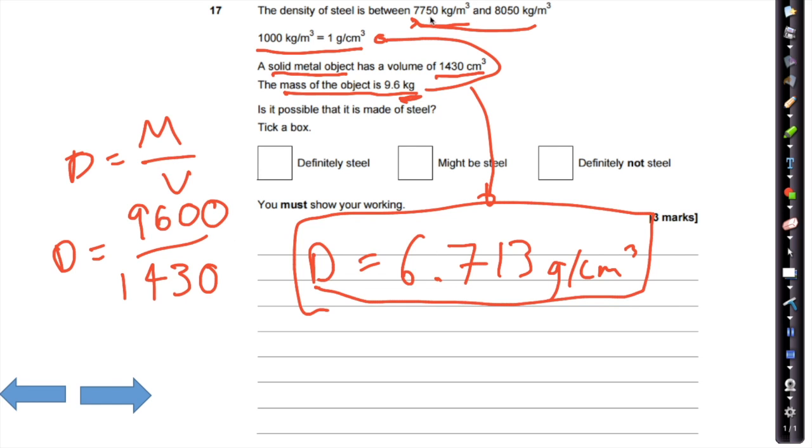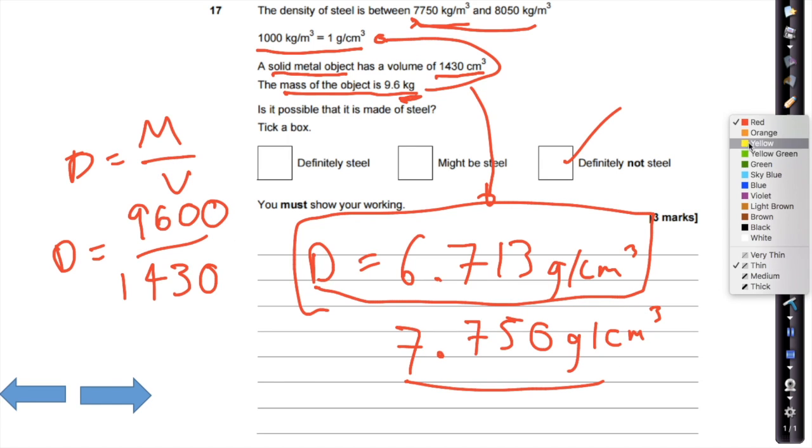Well, if we divide this by 1,000, because we know 1,000 kilograms per meter cubed is this conversion here, so divided by 1,000, and that's going to be 7.750 grams per centimeter cubed. So from there, as this is the lower bound, then this value is lower than 7.750. It's actually definitely not going to be steel.